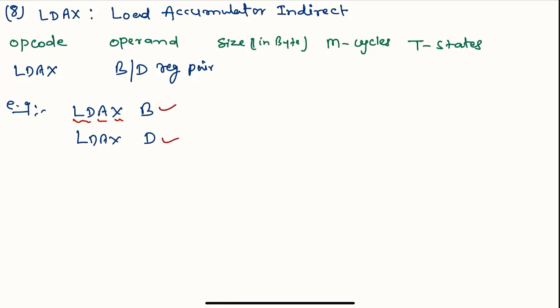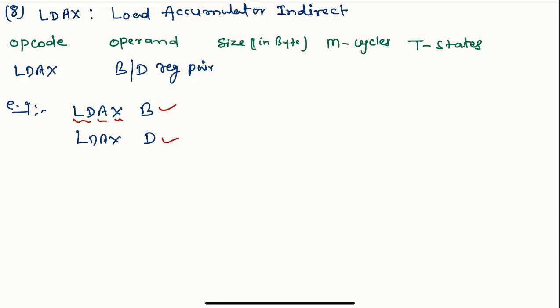Now, what is the function of this? Whatever is the content of this register pair will be treated as the address of the memory location from where the data will be copied into the accumulator. So LD means load. Which one do we have to load? The accumulator. From where? From the memory whose address is pointed to by this register pair, either the BC register pair or the DE register pair.